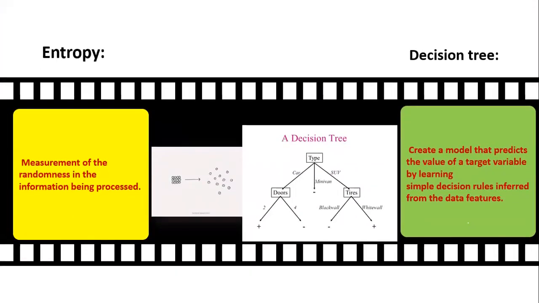Entropy and decision tree. Entropy is basically the measurement of randomness in the information given to us, whereas a decision tree is a predictive model that predicts the value of a target variable by simple decisions. It can be a yes or no, or a negative or positive value, or whatever you want it to be.